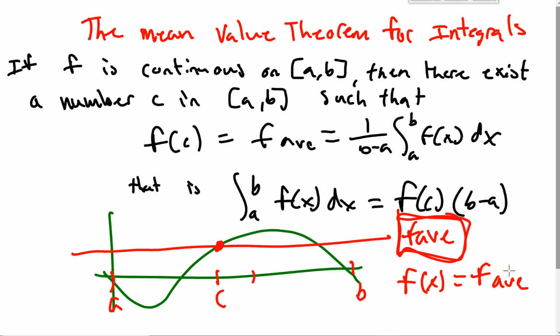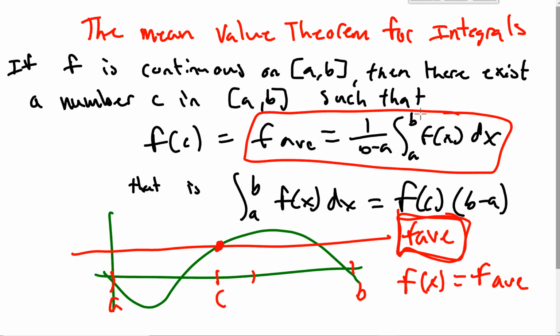So you can rework that. Here's what the mean value theorem is. We have that equals our fave. Now we just set it to f of c. So we set that value equal to f of c, which means we're just plugging c in for x and then solving for c. And you can rewrite it like this: our integral is equal to f of c times b minus a.